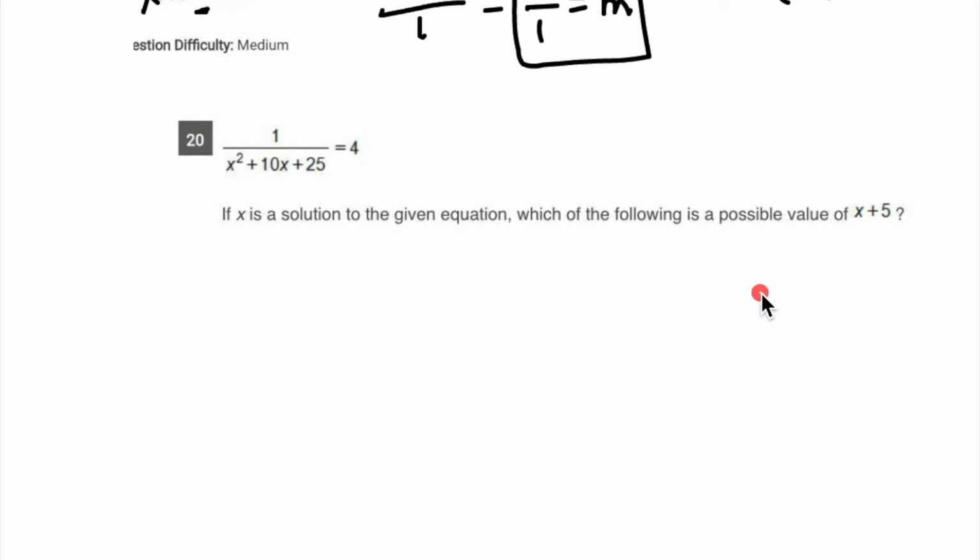Number 20. This one is, I have the answers on the next page apparently. This is a medium difficult problem too. It's not that hard though. If x is a solution to the given equation, which of the following is a possible value of x plus 5?